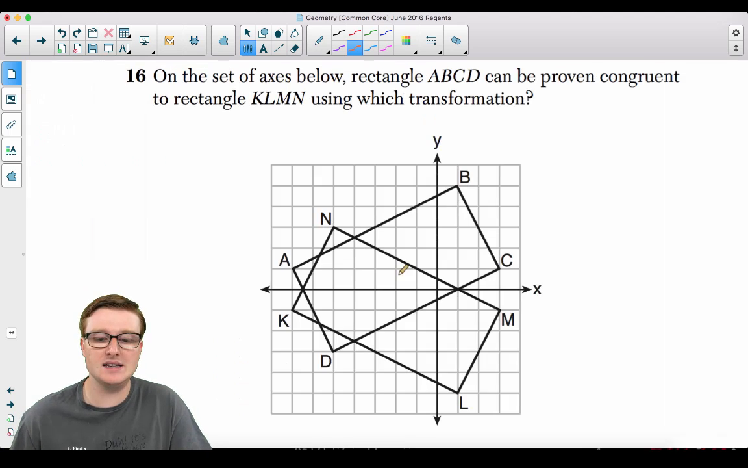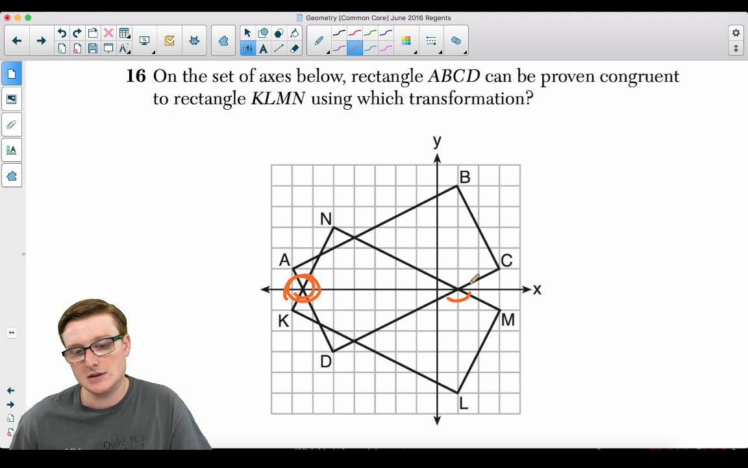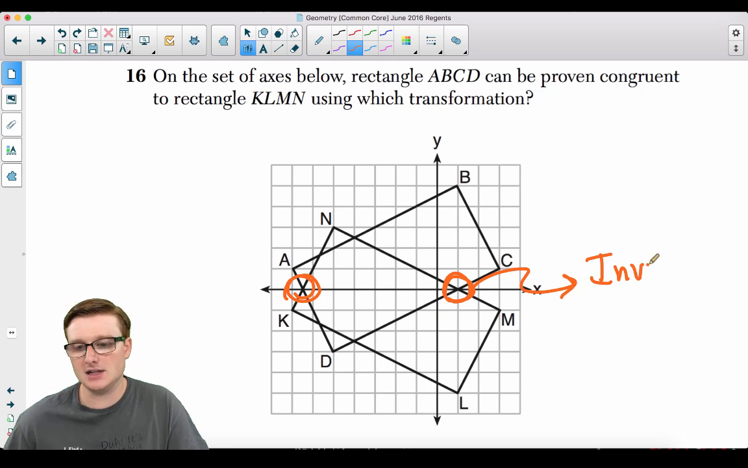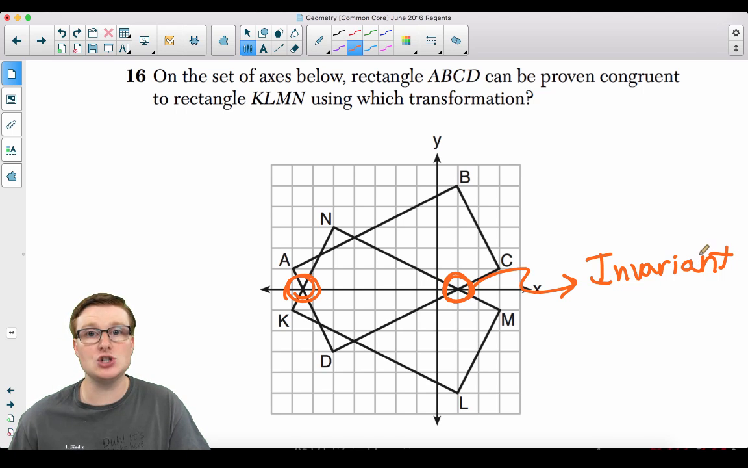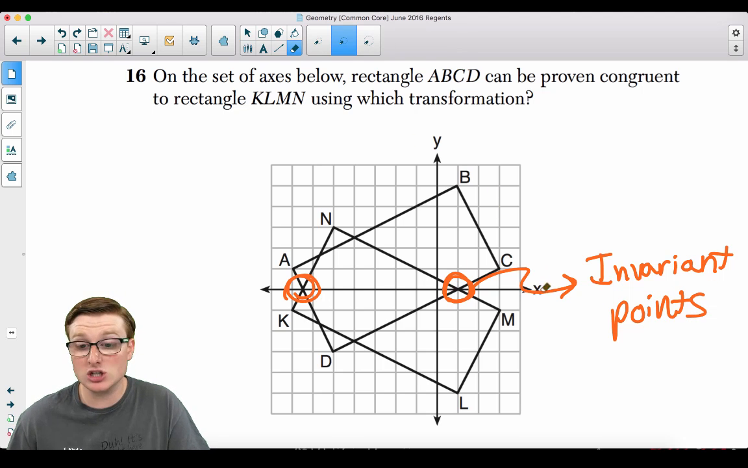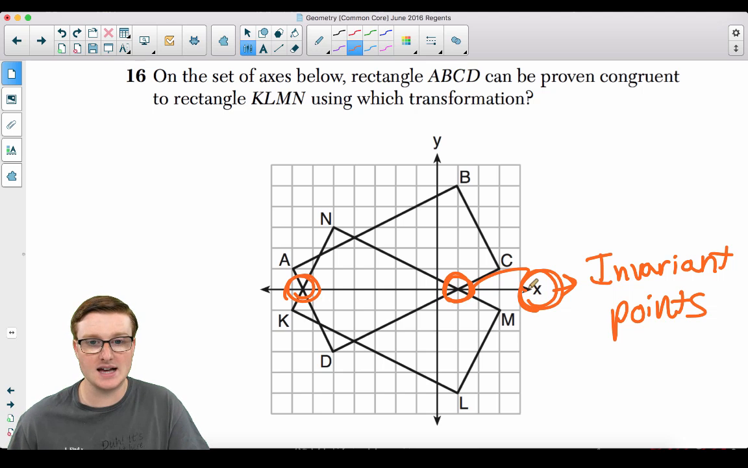Because if we analyze this graph here, you see these points? These points never change, meaning that they don't change location. These are called invariant points. The word invariant means points that do not change. So invariant points. If you have 2 points that do not change, and especially since they're on the x-axis, it is a reflection over the x-axis.